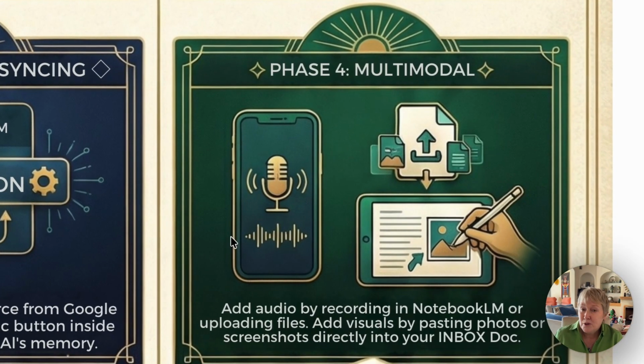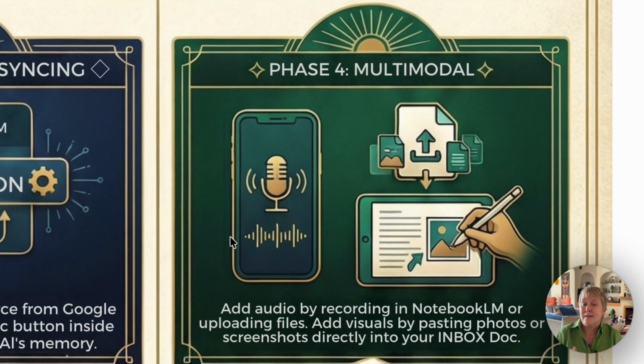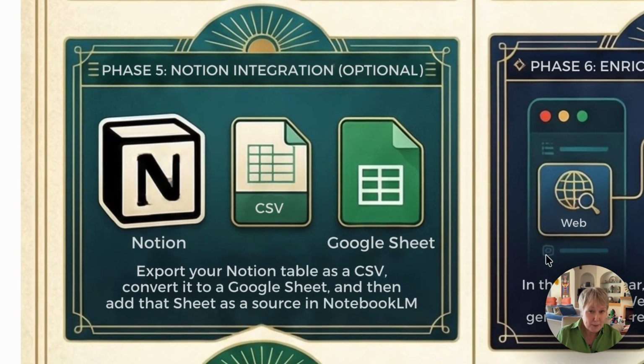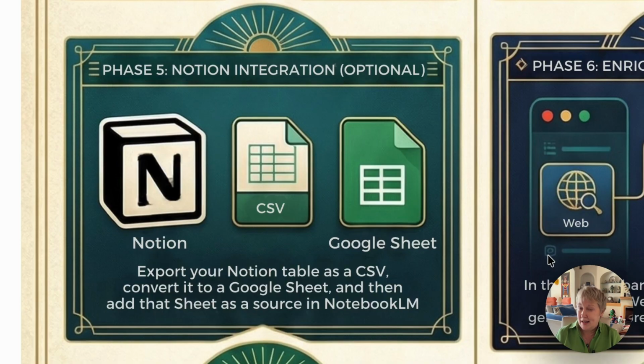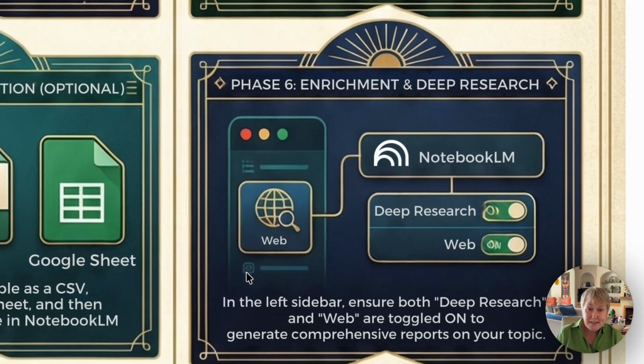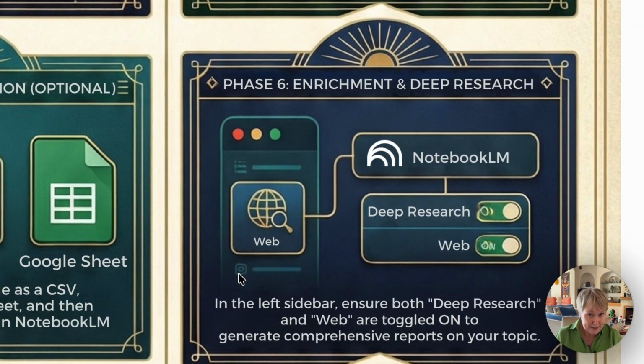Phase 4 is very simple. It's basically where you can also upload audio files and visuals. Phase 5 is optional if you're using Notion and one of your tables is relevant to the topic. You can also add that to your NotebookLM notebook. Phase 6 is using NotebookLM to enrich your second brain.